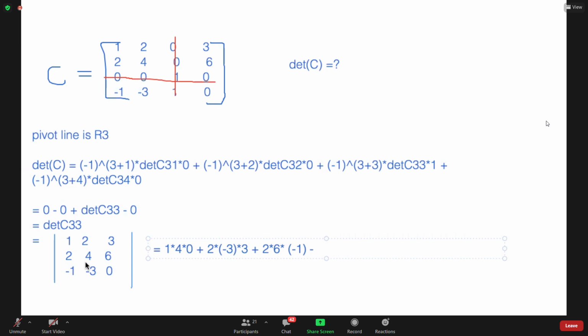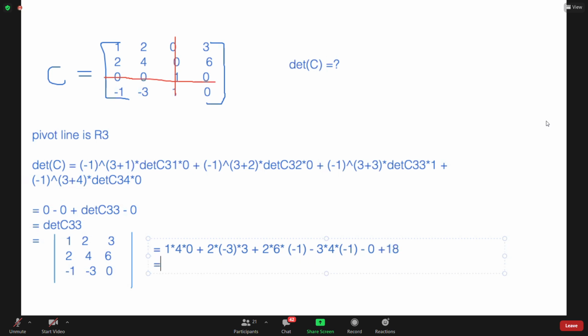These are 3 multiplied by 4 multiplied by -1, minus 2 multiplied by 2 multiplied by 0, which is going to be 0, minus 6 multiplied by 1 multiplied by -3, which is going to be -18. So minus 18 plus 18.